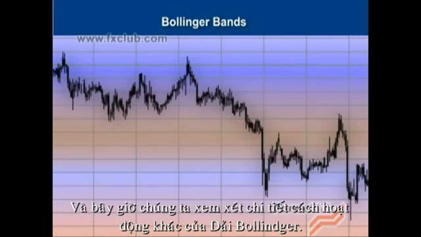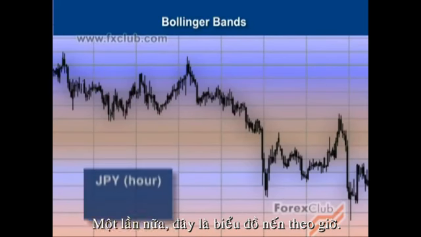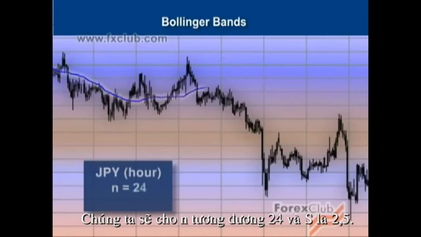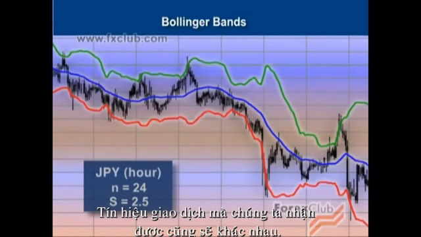And now let's examine the other working approach for Bollinger bands. Here are our hourly candlesticks once again. We'll make N equal to 24 and S is at 2.5. The Bollinger range has widened sharply. Our trading signals will also be different.